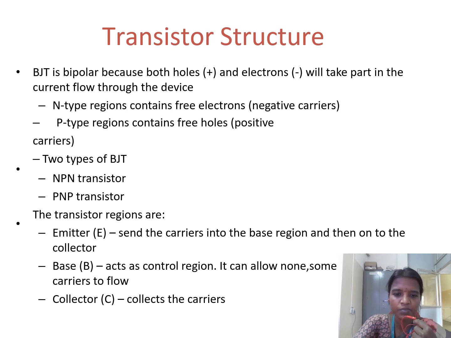The main purpose of the collector terminal is that it acts as the output terminal of the transistor, and the base is the third terminal of the transistor. The base is an important part of your transistor. The base is called the control part of your transistor, because depending upon the base current only, your transistor output can be varied, and the base is a very lightly doped region.